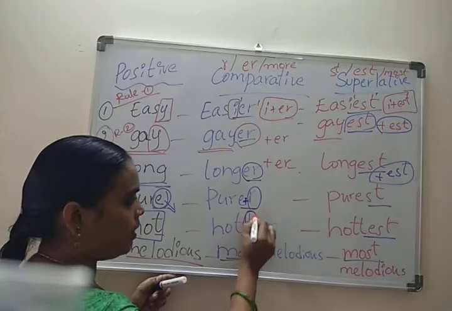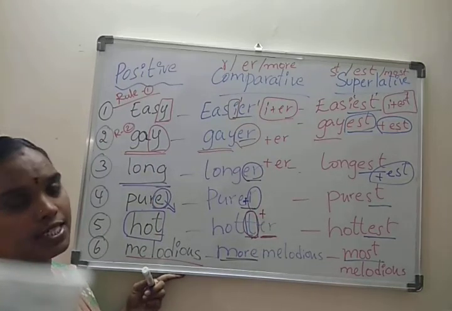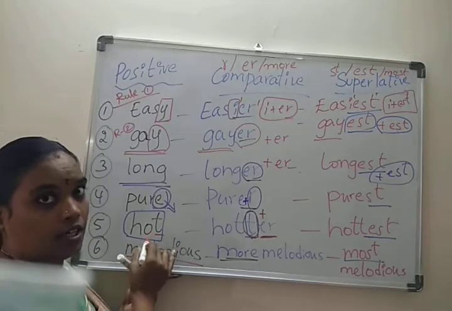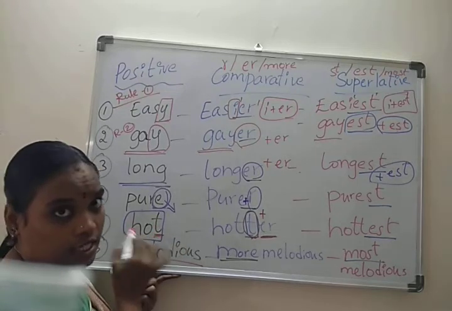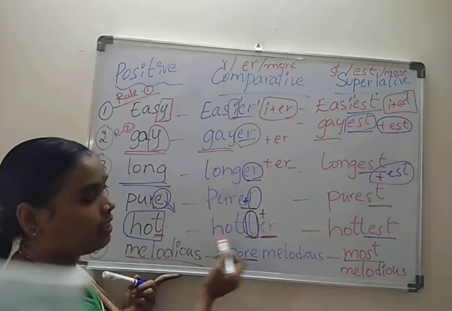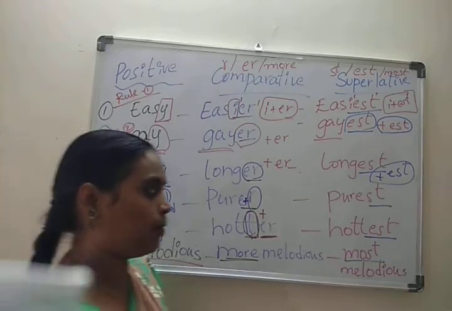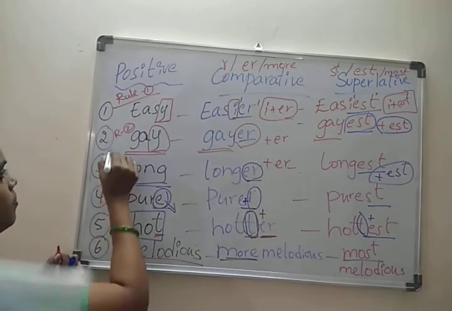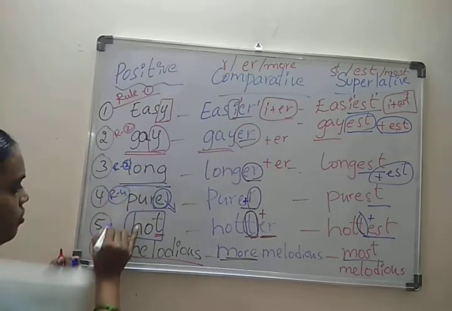So double it with another T and add -er in the comparative. The positive form is hot. Whenever a word is a single-syllable word, coming to the comparative, double the letter and add -er. In the superlative, double the letter and add -est. This is rule number 3, rule number 4 and rule number 5.